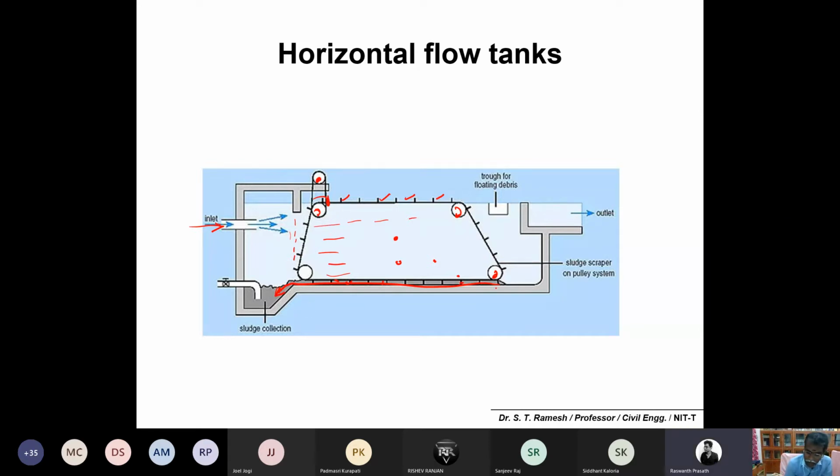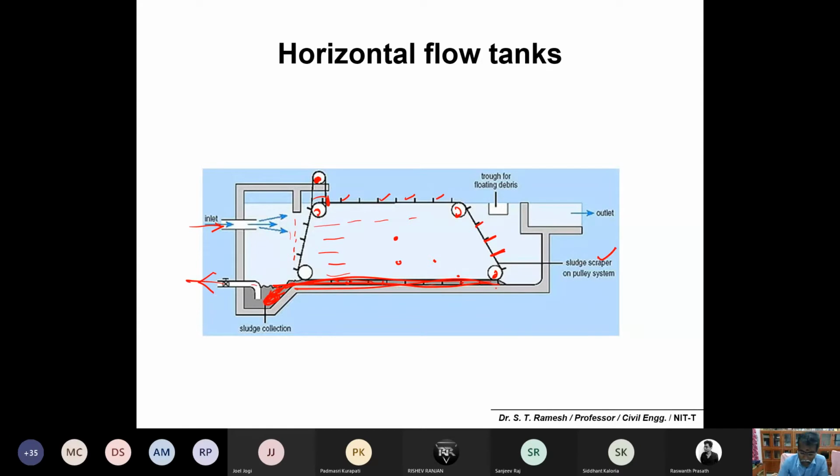Okay, so please remember, what you are seeing here are sludge scrapers on a pulley system. This could be connected to a motor and will rotate in a clockwise direction. When it rotates clockwise, it can scrape all the solids to a common point where you can pump them out.